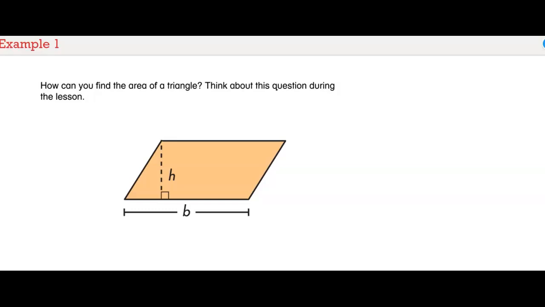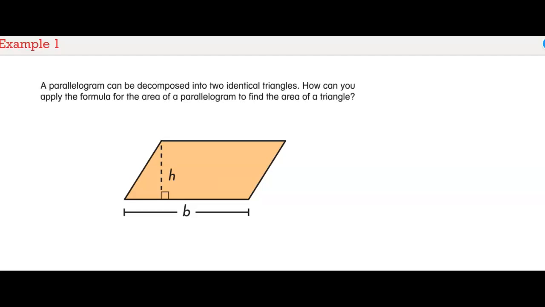The area of a triangle. Think about this question during the lesson. A parallelogram can be decomposed into two identical triangles. How can you apply the formula for the area of a parallelogram to find the area of a triangle?